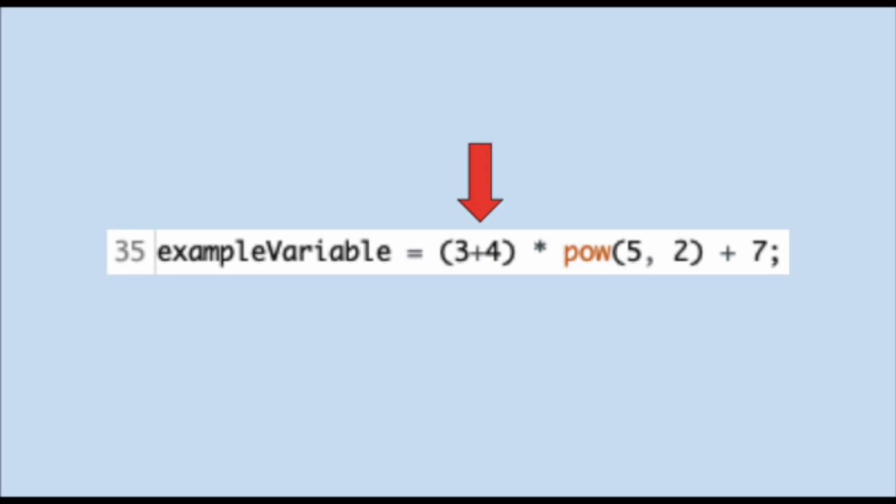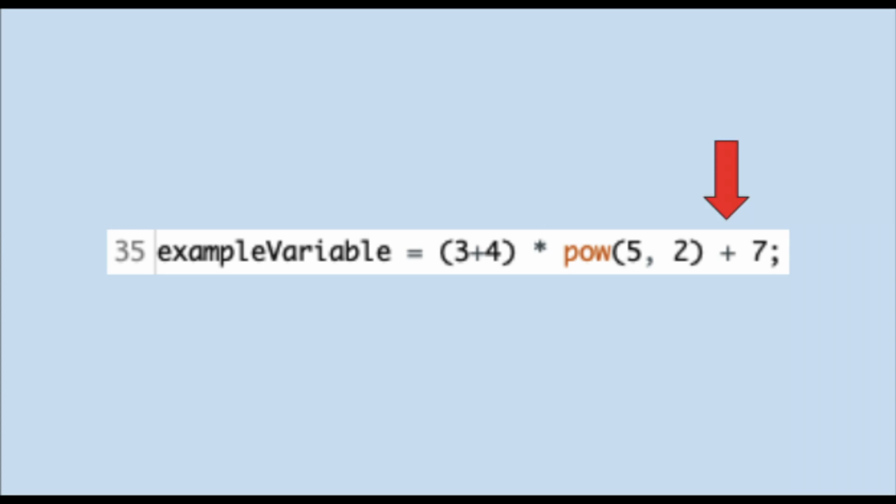First, the processor treats anything inside a pair of parentheses like a mini equation and solves it. Then it solves any value set to an exponent. After that, it solves for all values being multiplied or divided. Finally, it solves for values being added or subtracted.